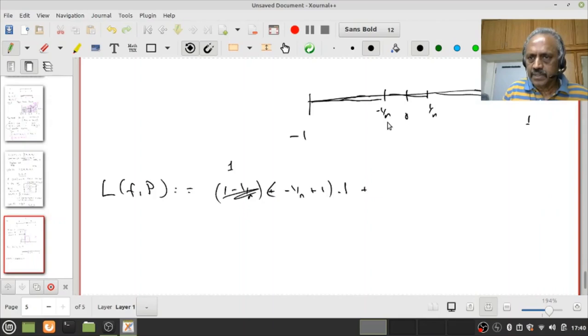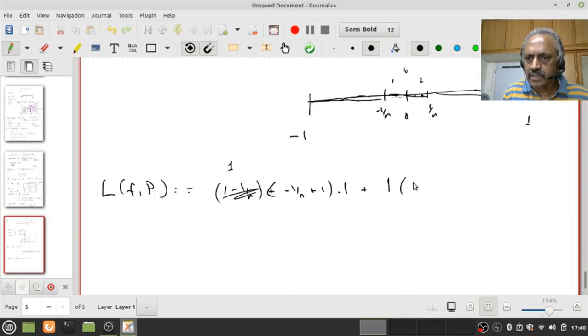Plus, now on the interval minus 1 to 1 by n, what is the minimum? See that there are points here, therefore the value at those points is 1. There are points here, the value is 2, and at this point the value is 10, therefore the minimum is 1. Right? Okay, 1 is the minimum, that is the GLB of the function on this interval, times the length of the interval. The length of the interval is 2 by n, therefore into 2 by n. You follow that? Okay, right.